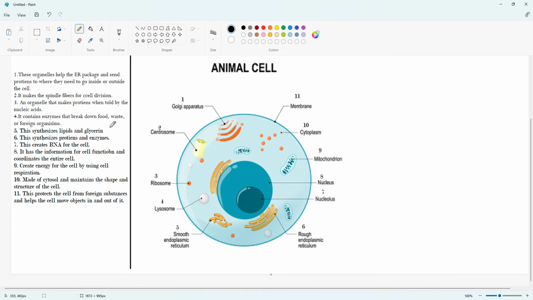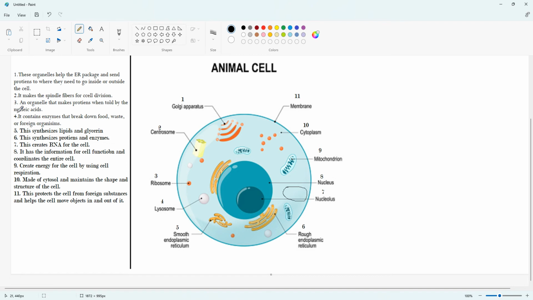Then the next thing we're going to talk about is our lysosome. So this just contains enzymes that break down food waste or foreign organisms. Let's say we have a lysosome, and then the cell has a little bit of waste. So they give it to the lysosome, and then they literally break it down, and then they store it in a place called a vacuole. So vacuoles just look like these little large storage packs which you could keep food waste and all of that stuff.